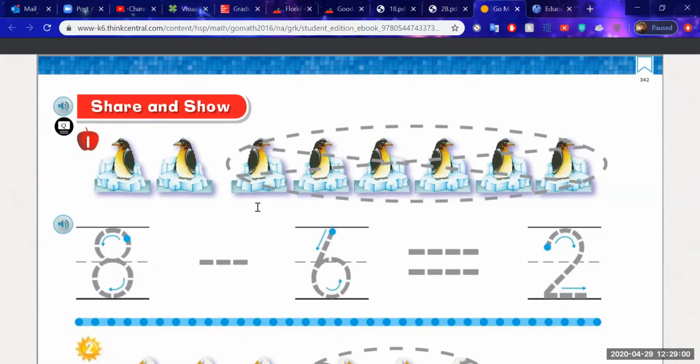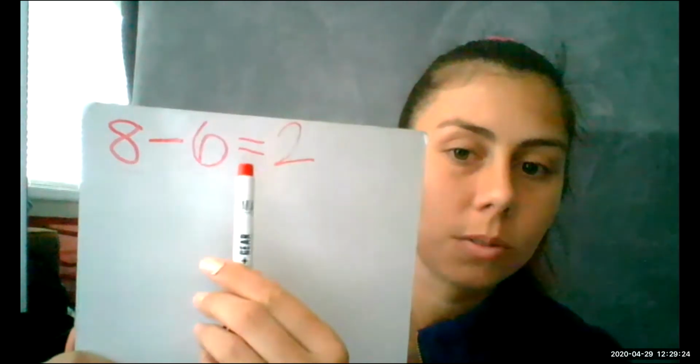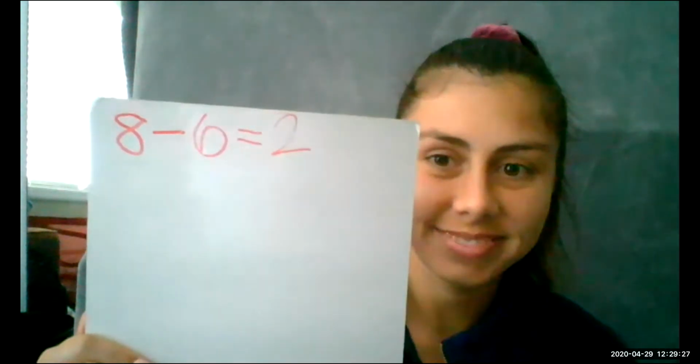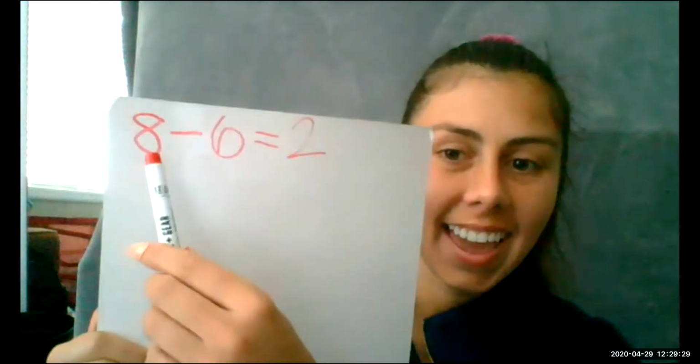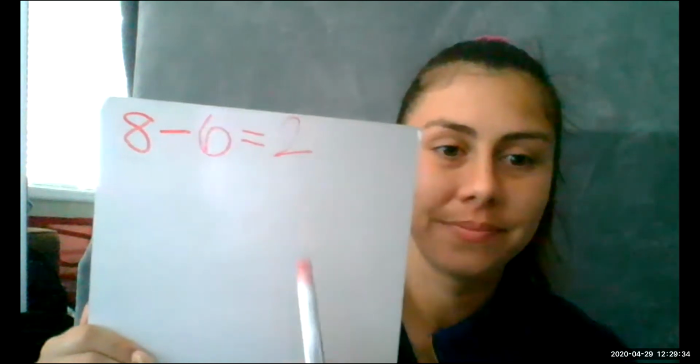1, 2, 3, 4, 5, 6. We're taking 6 penguins away. So 8 minus 6 equals, how many penguins do we have left? That's right, we have 2 penguins left. Go ahead and write that down. 8 minus 6 equals 2.